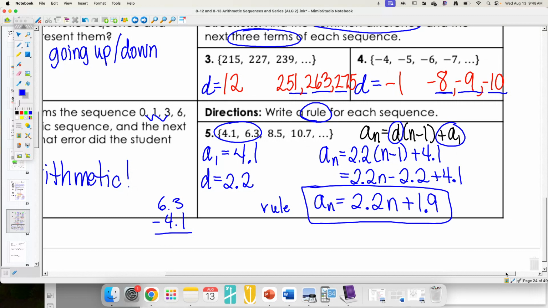The homework assignment is page 12, okay? Make sure you get that done. And if you finish it before the exit ticket, turn it in.